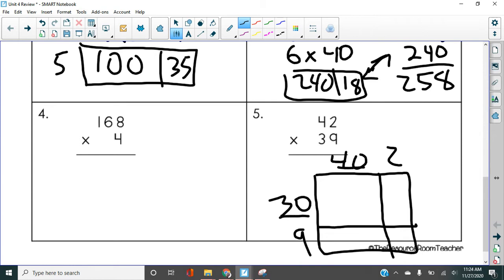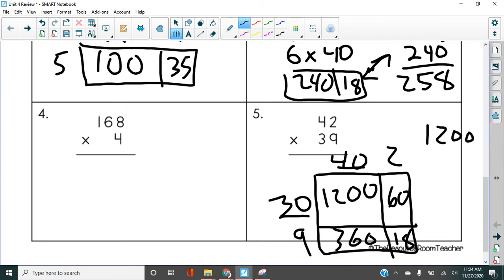I'm going to do 40 times 30. What is 40 times 30? 1,200. And now I need to be careful that I multiply the right numbers. So 30 times 40 and 30 times 2. 40 times 9. What is 40 times 9? It is 360. And 2 times 9 is 18.